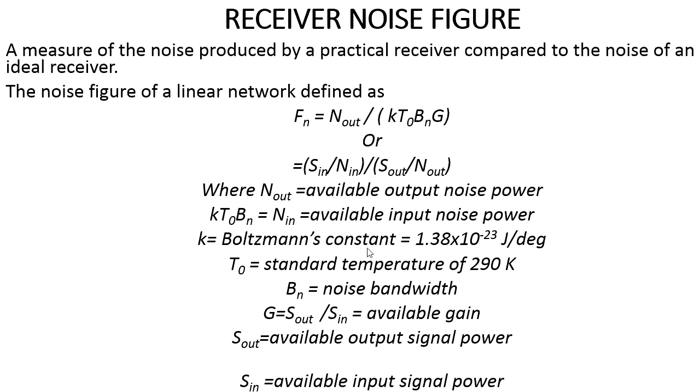K is the Boltzmann constant, equal to 1.38 times 10 raised to minus 23 joules per degree. And T naught is the standard temperature of 290 Kelvin. And Bn is the noise bandwidth. The gain can be defined as S out by S in, that is what we call the gain. S out is the available output signal power, and S in is the available input signal power.